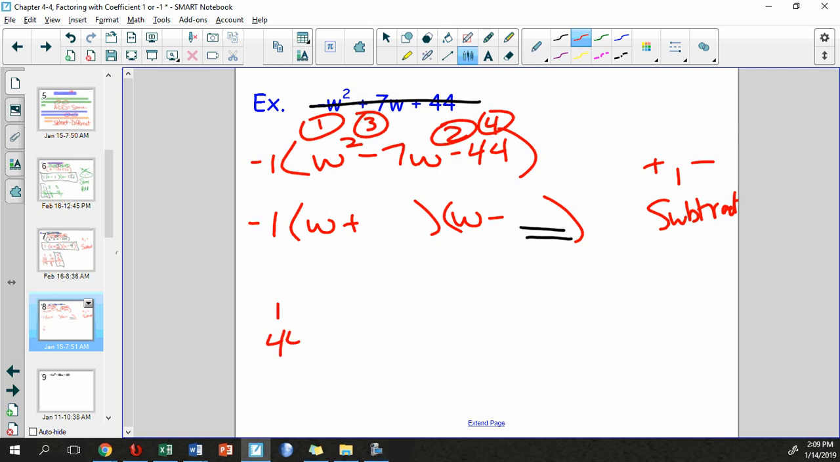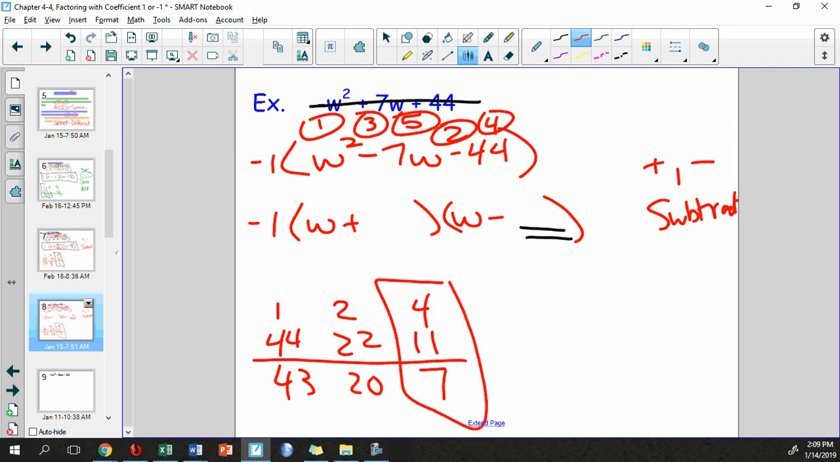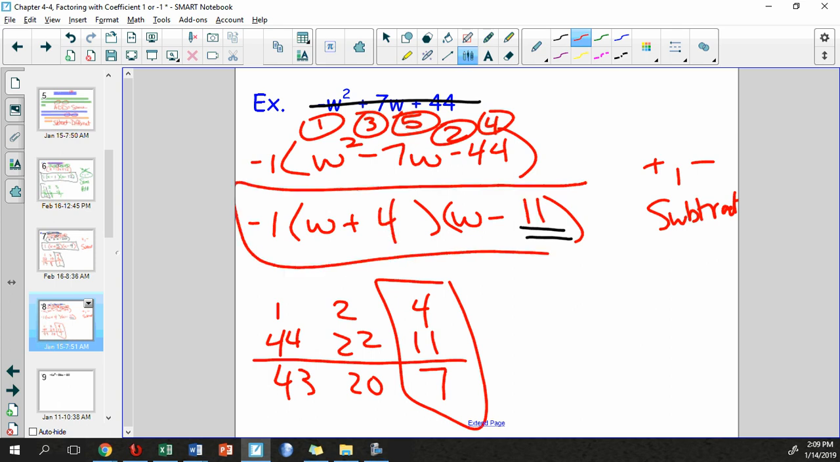That's 1 and 44, 2 and 22, and 4 and 11. And what am I going to do with those factors? Subtract them. So that's 43, 20, and 7. What do I need to obtain? I need a 7. So I'm utilizing 4 and 11. However, which number is larger out of 4 and 11? And where does the 11 need to go? With the minus sign, and the 4 goes with it. Do we understand that? Yes or no?